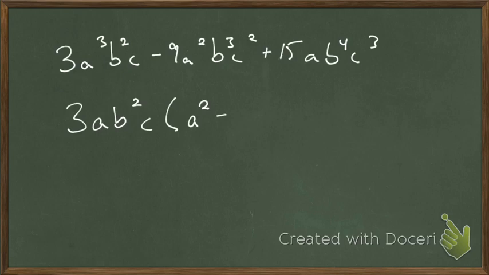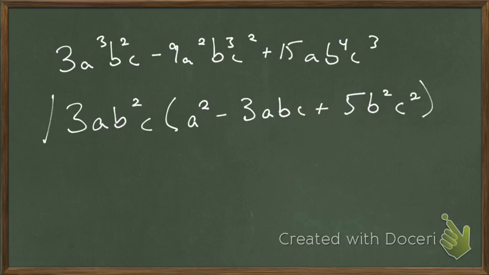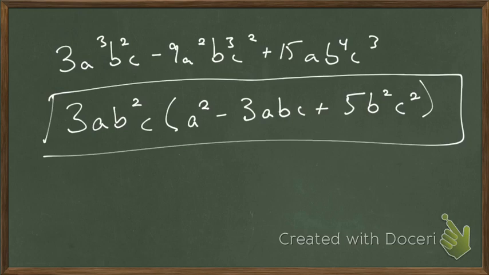Minus. 9 divided by 3 is 3. A squared divided by A is A. B cubed divided by B squared is B. C squared divided by C is C. Okay, third term, plus 15 divided by 3 is 5. A divided by A is 1. B to the fourth divided by B squared is B squared. C cubed divided by C is C squared. You can always test this by distributing.